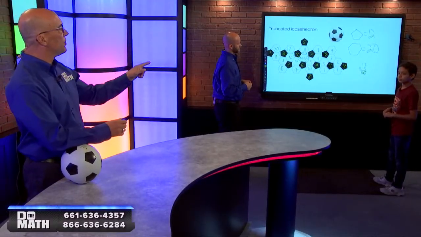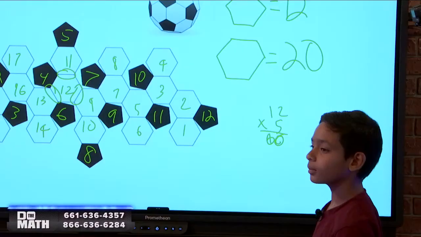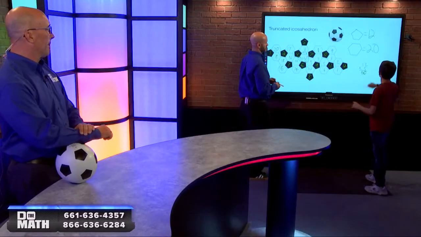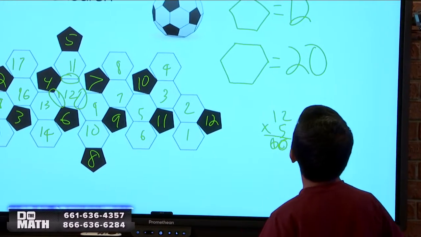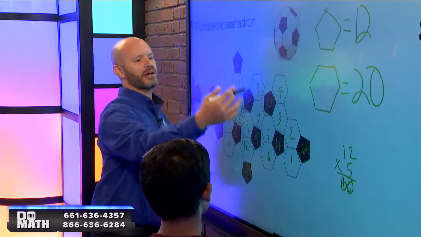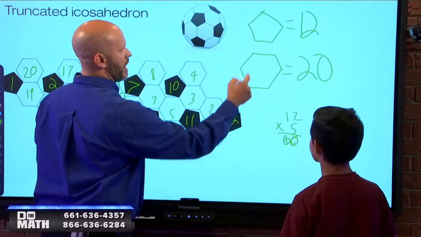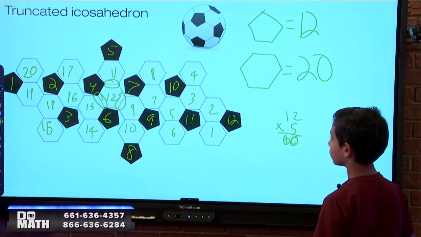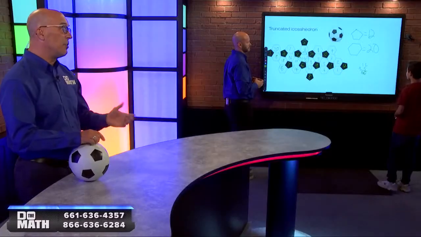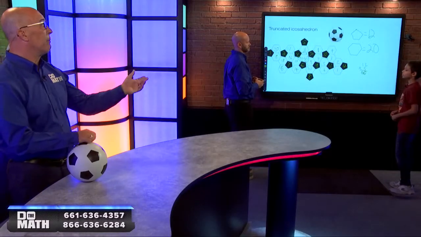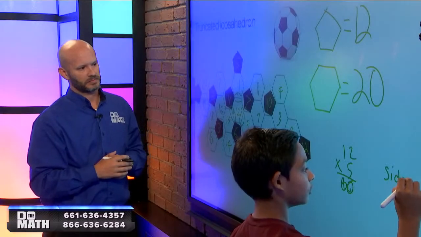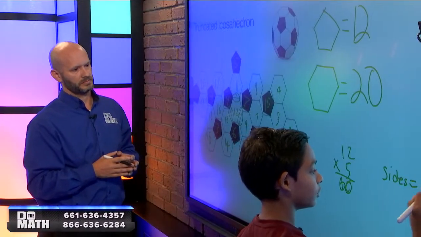Yeah. So what you did is you took the pentagon and took 12 of them by 5 sides and got 60. Do the same thing with the hexagon. Oh, so 6 times 20, it's gonna be 120. Okay. So we have 120 sides combined of all of our hexagons, and we have 60 sides combined for all of our pentagons. So how many sides altogether do you have now? 180. All right, so you might want to write that down so that you don't lose track of what you're doing here. So you've got 180 sides.